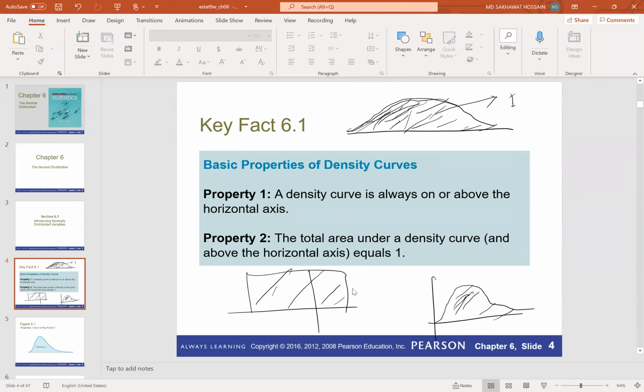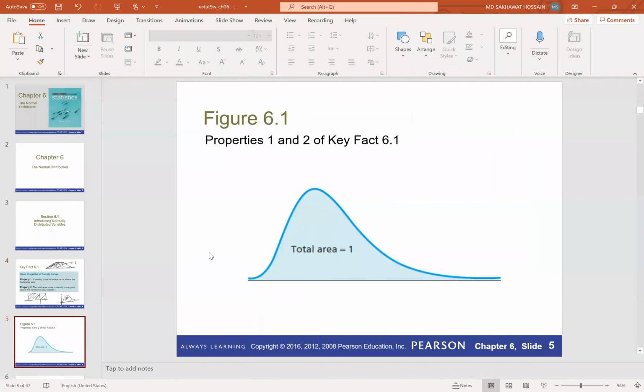And the total area under the curve represents the total probability. And we know that the total probability is 1. So that's why the total area under the density curve is 1. Okay, so this is a density curve, and this is the total area under the density curve, and this is equal to 1.